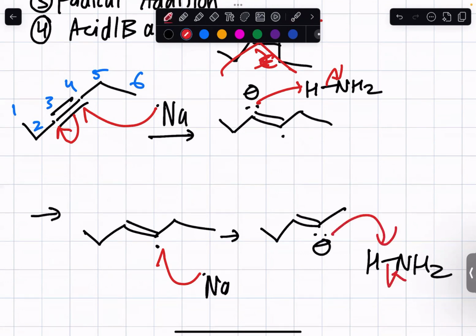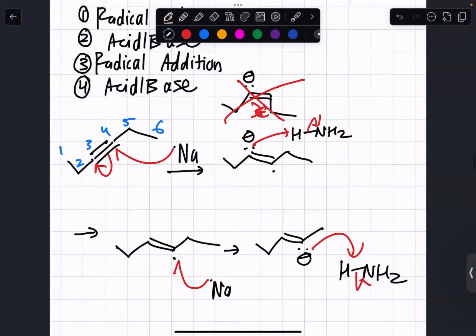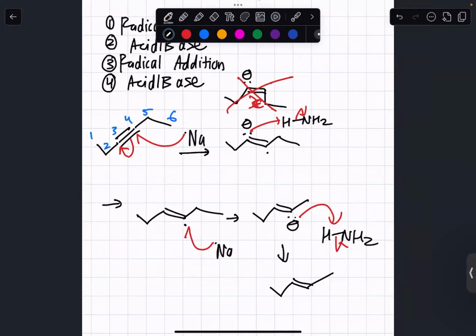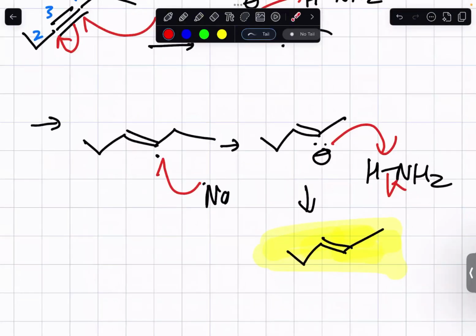Grab that hydrogen, kick out the NH2, and then give us our trans alkene, like that. So that's the mechanism for dissolving metal reduction. And you would get this trans alkene as the major product, high yield.